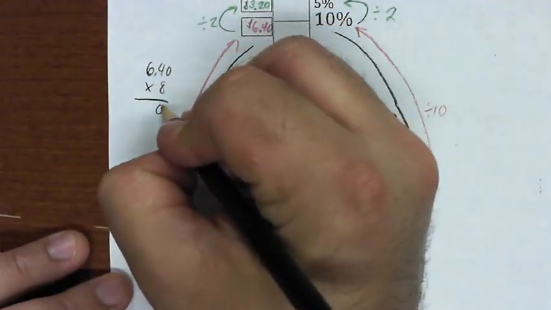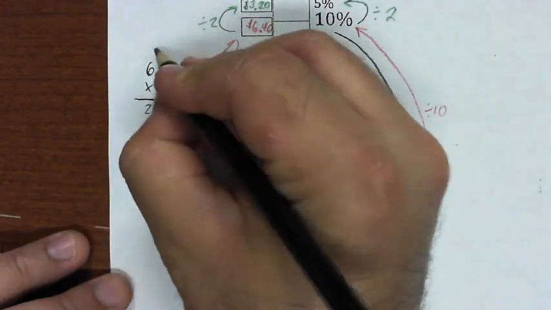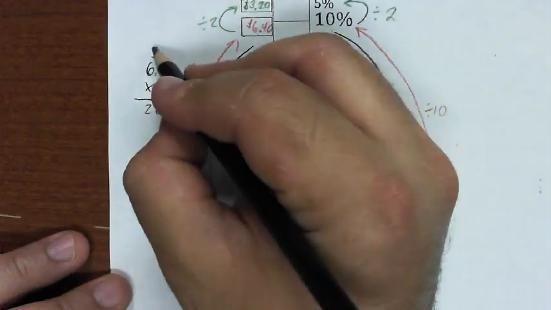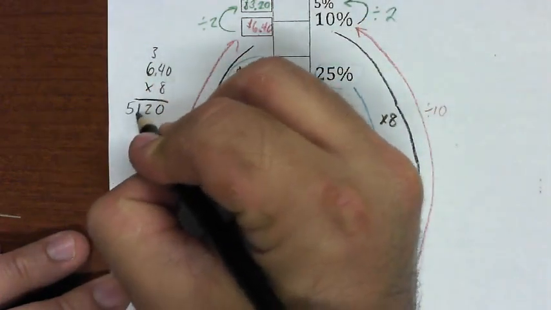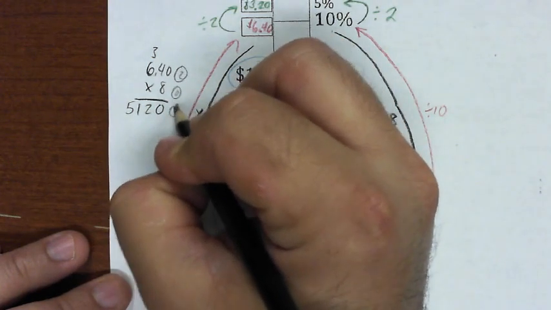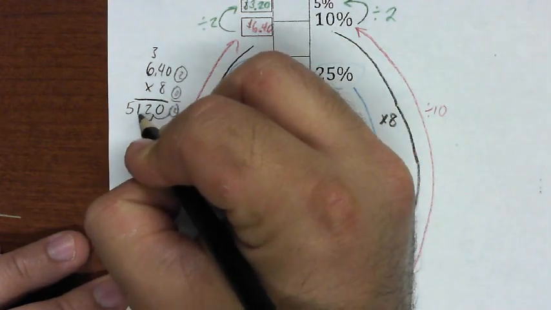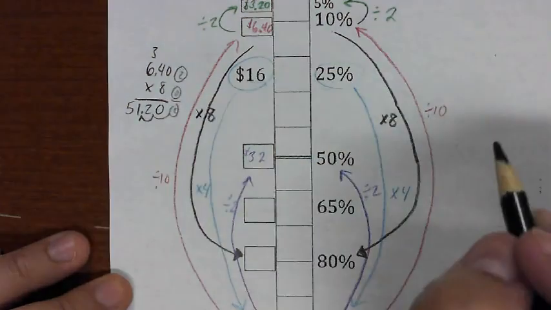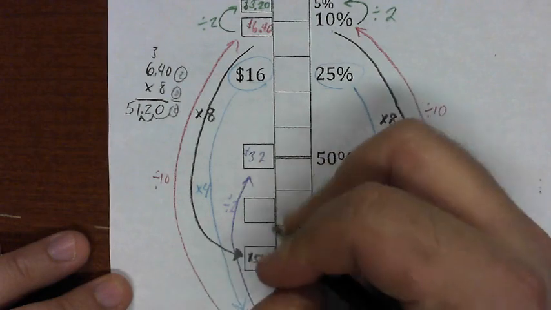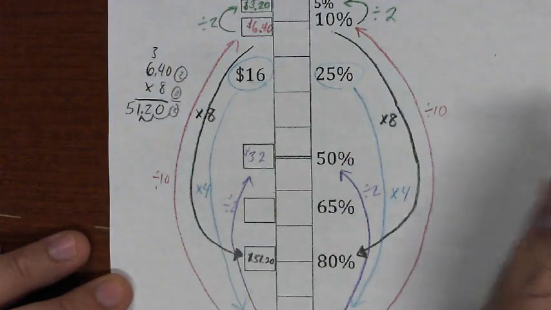So 8 times 0 is 0, 8 times 4 is 32, carry the 3, 8 times 6 is 48, plus 3 is 51. And if we do our bubbles, that's a 2 there, that's a 0. So we need a total of 2 decimal places in our answer. So $51.20 would be the 80% that goes there.